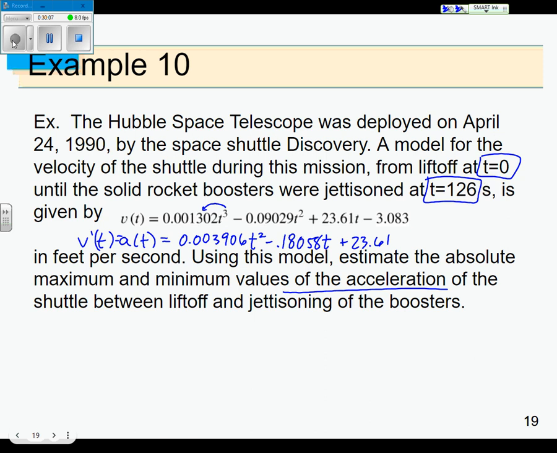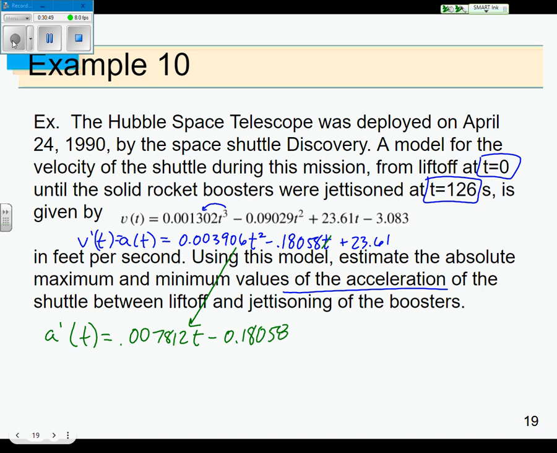Now, if I'm wanting the maximum and minimum acceleration, I'm going to have to find critical numbers of this, which is going to mean I need the derivative of it. So I actually used two derivatives on here to get to where I needed to be in the problem. When I find the derivative of a of t and multiply that down, that's going to give me 0.007812, and just get rid of the t here. So it would be 0.18058.